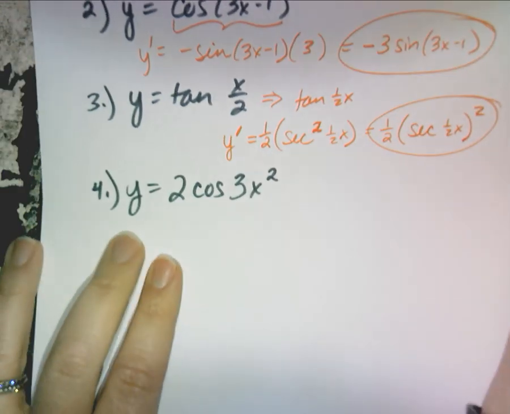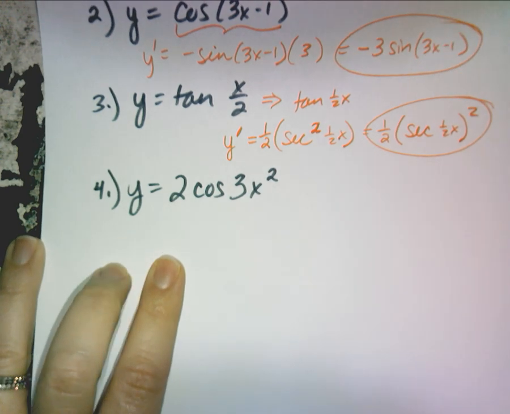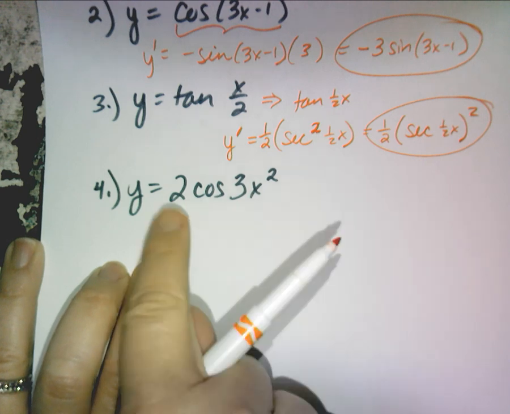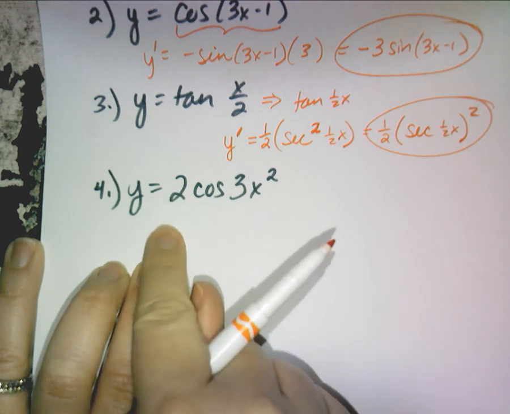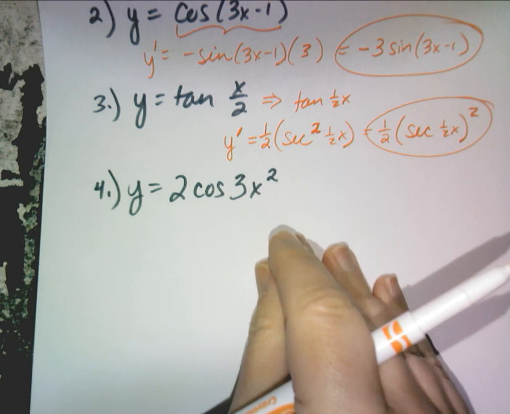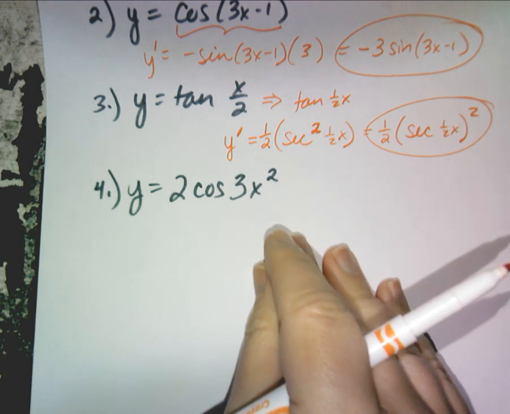All right, what about number 4? So what's different about 4? You have 6x as the chain. Okay, what about this 2? It just stays there. Why does it stay there? Because it's a coefficient. Anytime you just have a 2 or a 5 or a half or negative, you just add it along. But if it was a 2x, oh, you'd have to do something different.